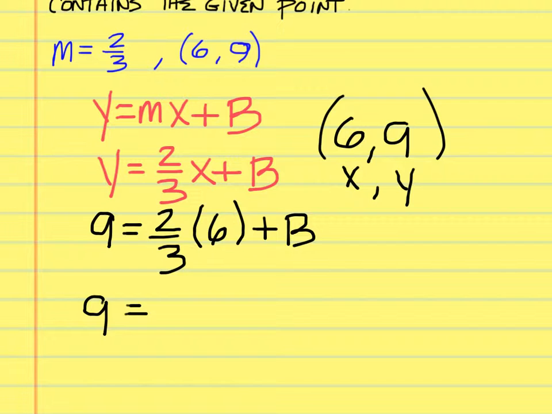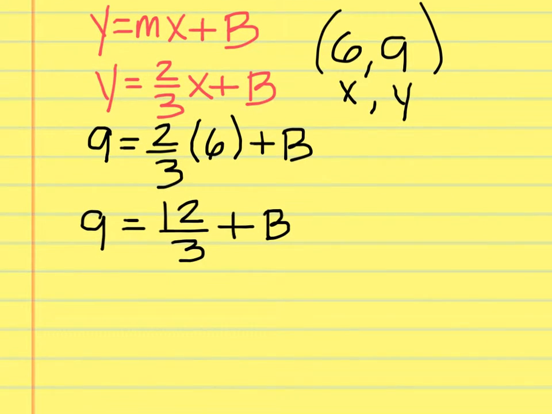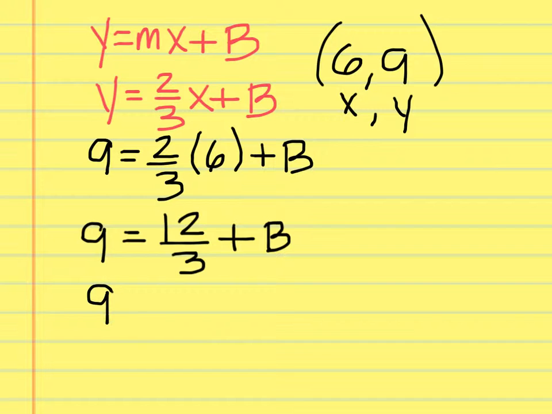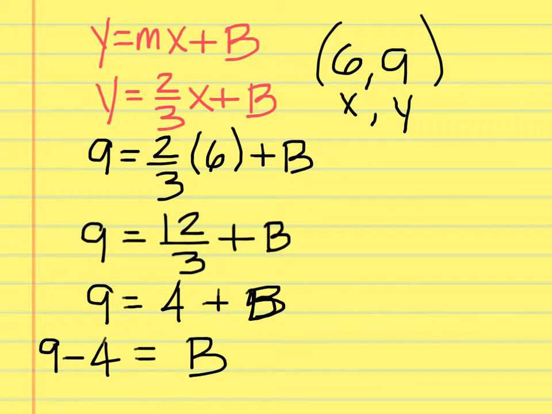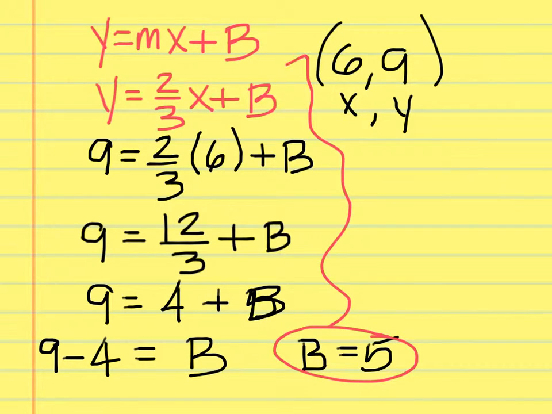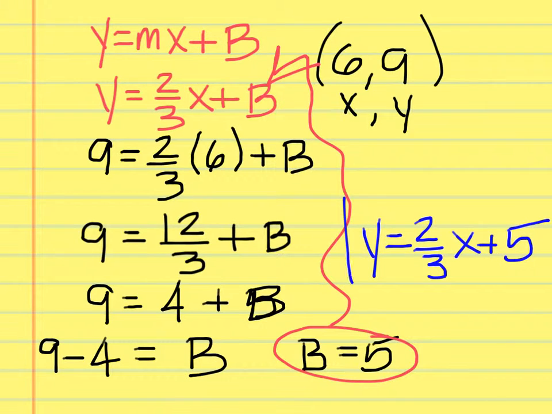We're going to have 2/3 times 6. That's the same as 2 times 6 is 12 over 3. And 12 over 3 is 4. And move that 4 to the right, change the sign, and you'll come up with an answer of 5 for b. Remember, you've got to plug that in back here to create your equation. So y equals 2/3 x plus 5.